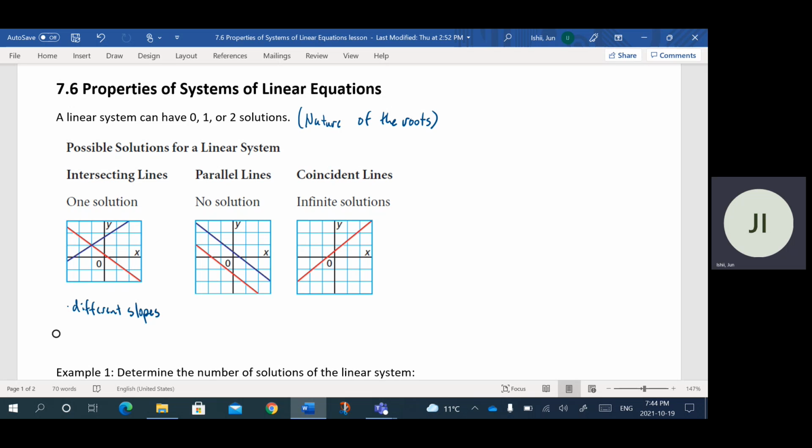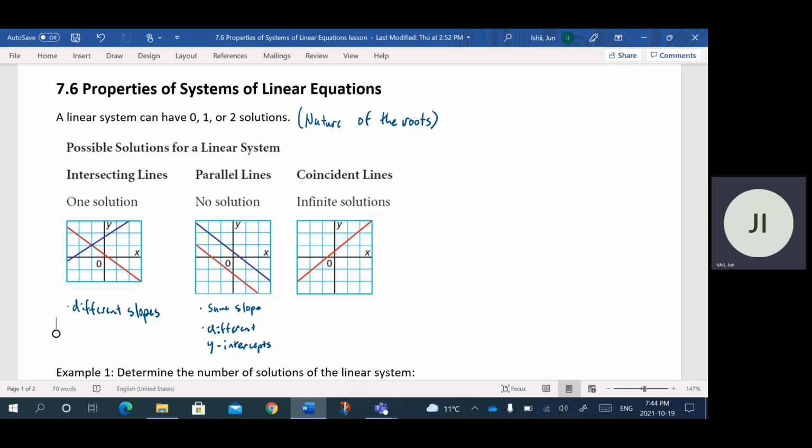When you have no solution, it's when you're dealing with parallel lines, so you're going to have the same slope but different y-intercepts. If you have two lines with the same slope, they'll never cross. But they have to be apart from each other, so they have to have two different y-intercepts.